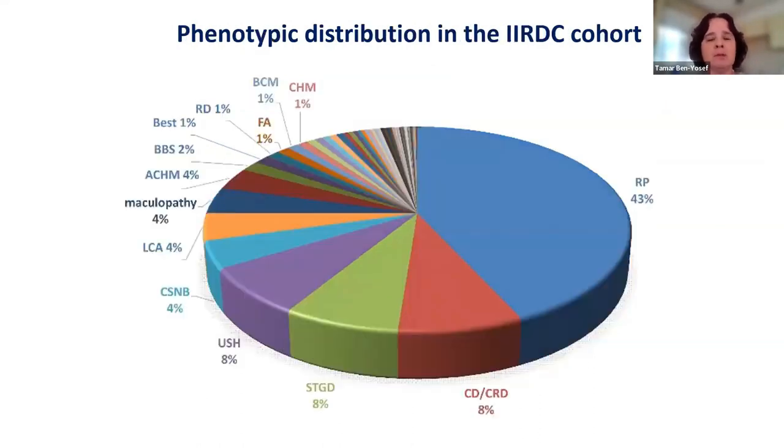What about phenotypes, types of diseases? The major disease we see in our cohort is retinitis pigmentosa, RP, 43% of the patients, and this is not surprising. We see it also in other cohorts throughout the world. This is followed by cone and cone-rod dystrophy, Stargardt disease, which is a type of macular degeneration, and Usher syndrome, which is a combination of RP and hearing loss.